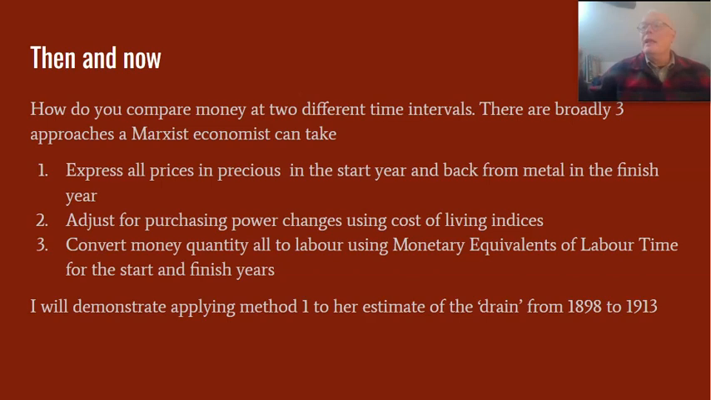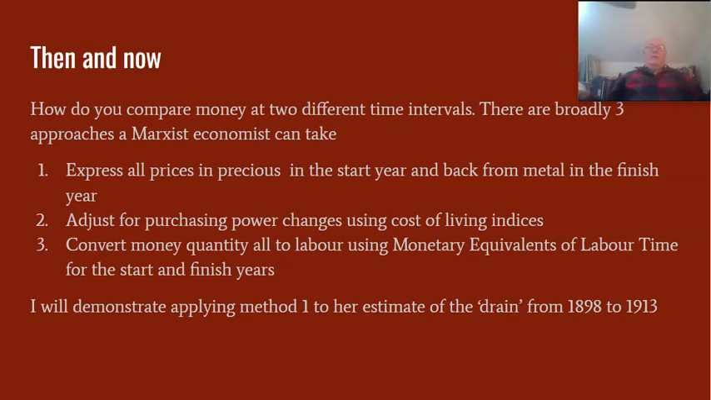But there are broadly three approaches a Marxist economist could take to get a grip on this. The simplest is to do what Marx does and express all prices in precious metal in the start year and go back from metal to currency in the finish year. No problem, so if you're always on the gold standard, the metal provides a standard measure of value. And that was why gold was used, because it had a highly stable intertemporal value in terms of labour time.